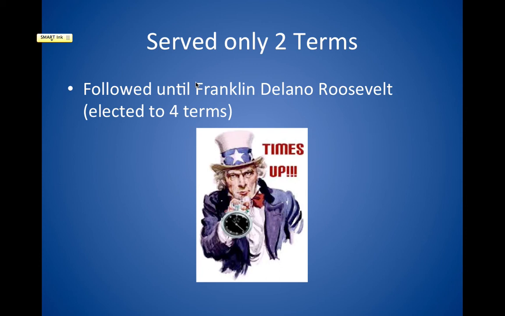This pattern or precedent was followed up until Franklin Delano Roosevelt took office in 1933. FDR served for 4 terms. He served from 1933 to 1945. And once FDR passed away in office, the country passed the 22nd Amendment, which limited the executive term to 2 terms or 8 years total. So that was the next precedent set by George Washington.